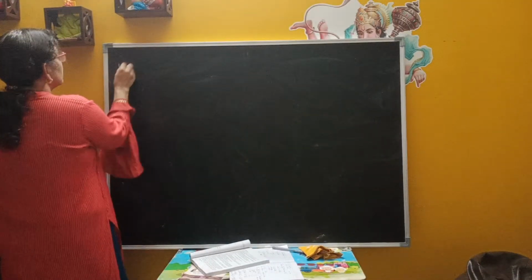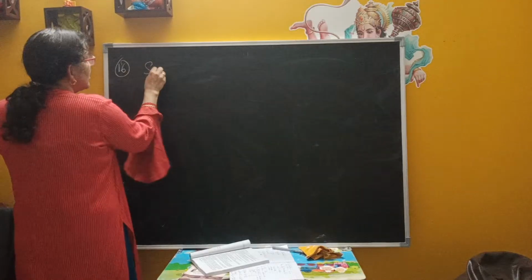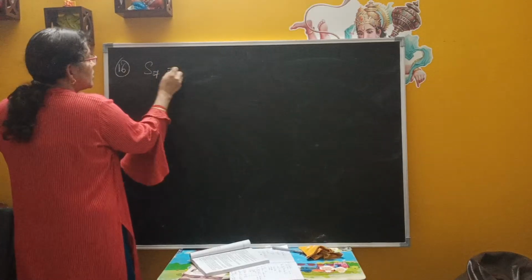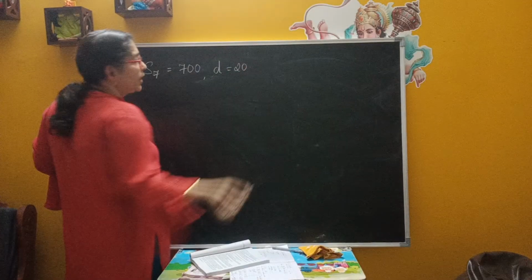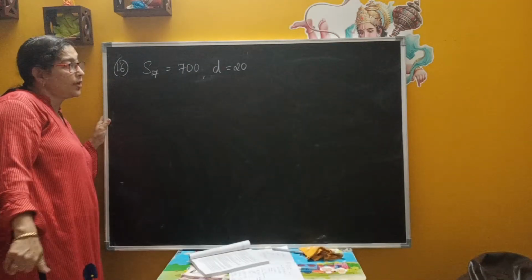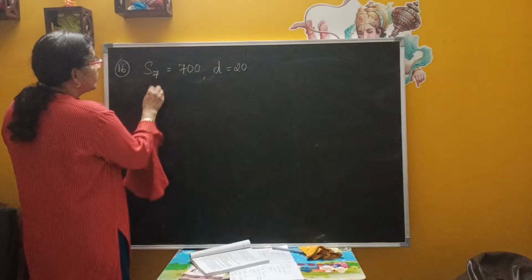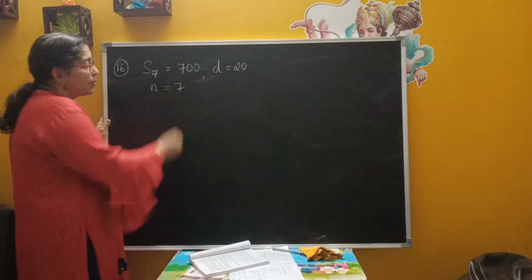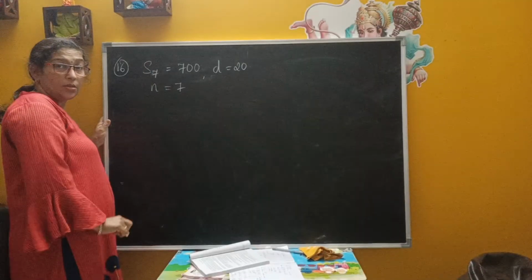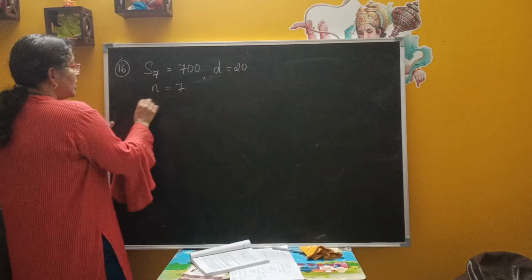So, what is given in the question? S7 is given, that is rupees 700. And the common difference, how much? 20 rupees less each time, so d value is 20, the common difference is 20. And what is the n value? Since there are 7 toppers, the n value is 7. This amount should be distributed among 7 students.